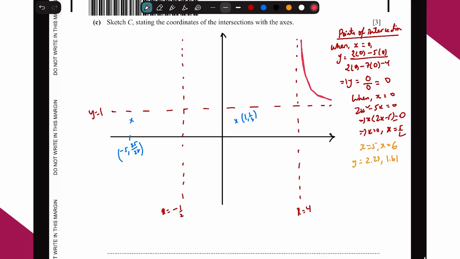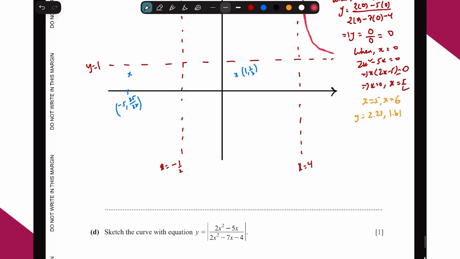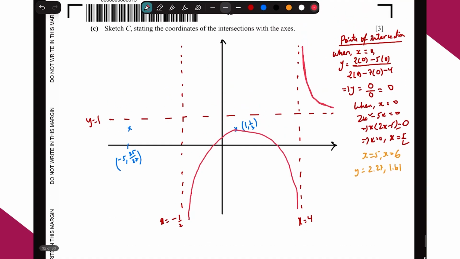Okay, that's the first part of our graph. Next, we do know that there is a turning point over here, so obviously this is going to be shaped like a parabola. Right? So that's one of them. Now comes the trickier part. How does this side behave?